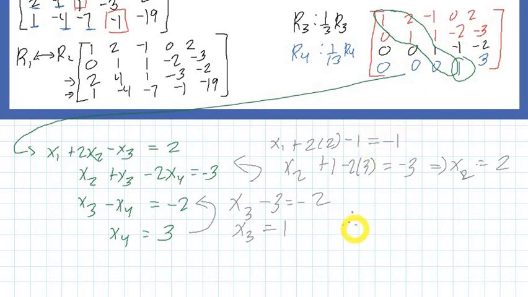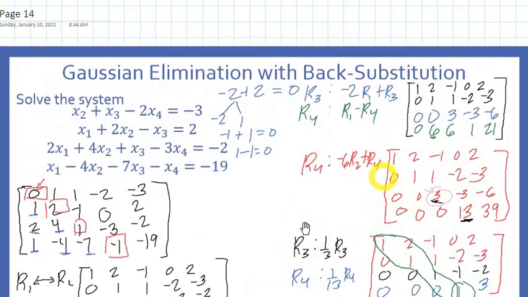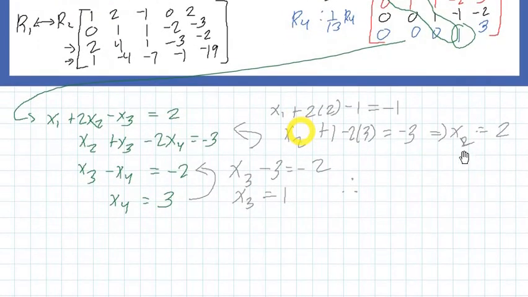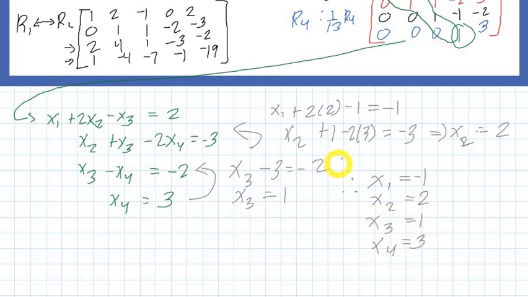So therefore, the solution to the original system, which is this one, are as follows. There you go. x sub 1 equals negative 1, x sub 2 equals 2, x sub 3 equals 1, and x sub 4 equals 3.